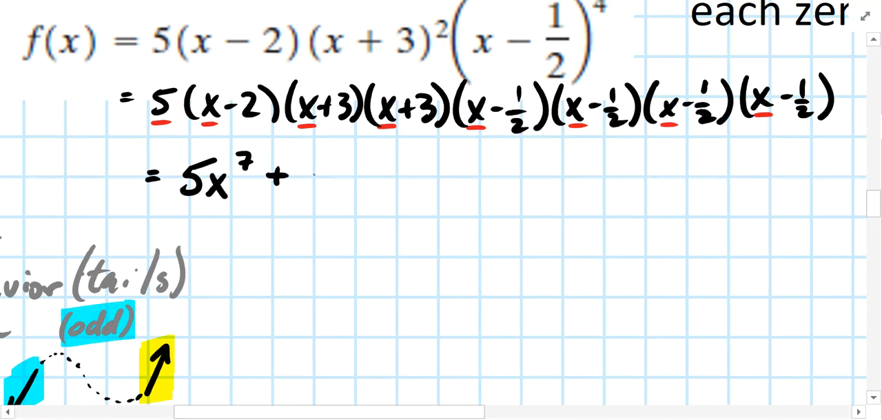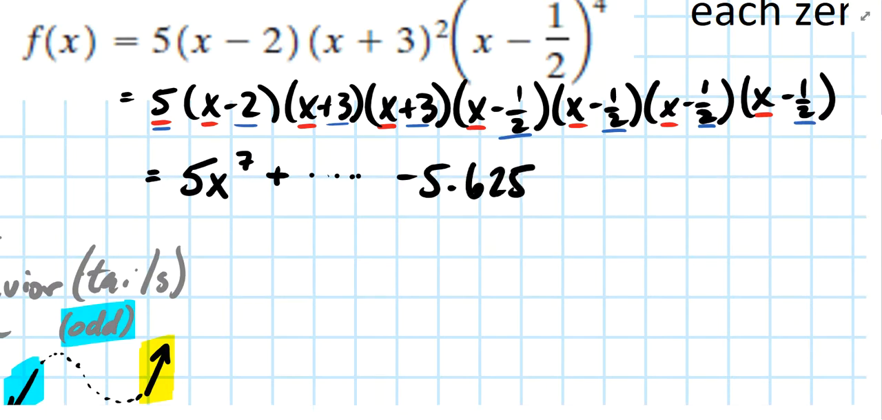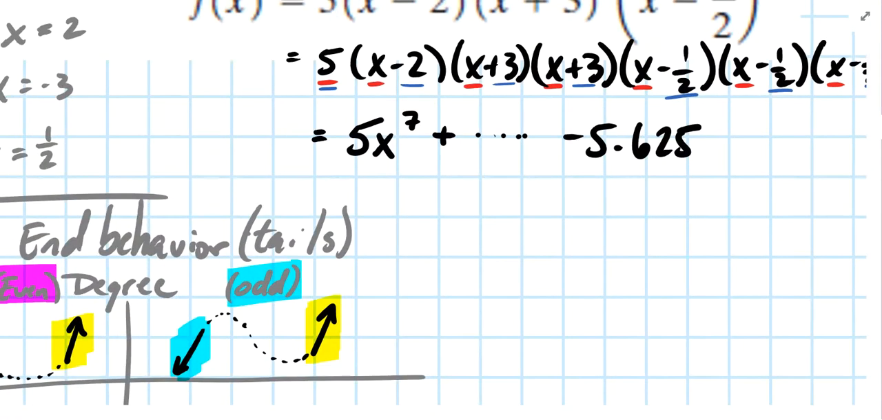And through the process of distribution, I would end up with many, many like terms that would combine. And I'm not particularly interested in those right now, but I might be interested in the trailing term at the very end. And as it turns out, we can obtain that by multiplying this 5, because it would distribute in, and then multiplying all of the trailing terms in each of these binomials as well. So 5 times negative 2 times 3 times 3 times negative a half, 4 times in a row, ends up being a negative 5.625.